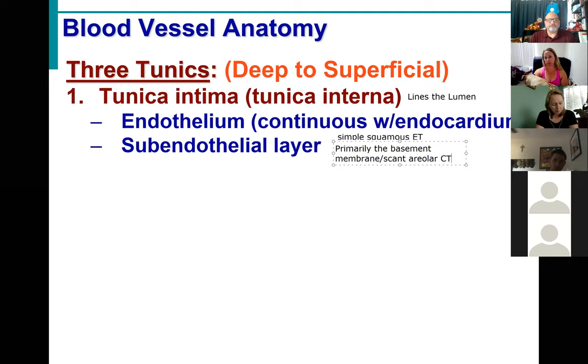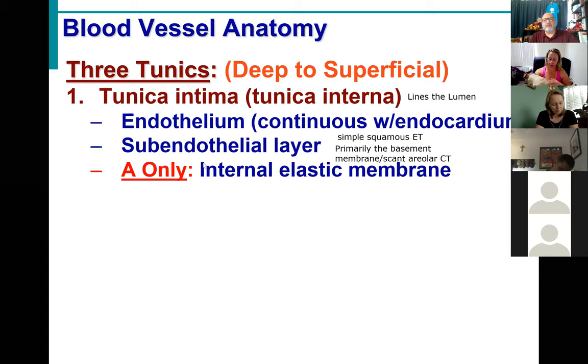The second layer is the, come on, there, thank you. Oh, I should say before, again, one of the things we're going to emphasize is the differences between arteries and veins. And one of the big differences is that in arteries, deep to the endothelium is a layer of elastic fibers forming the internal elastic membrane. Why might we need an extensive elastic membrane inside of our arteries?